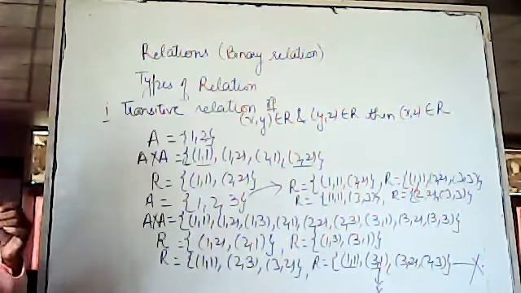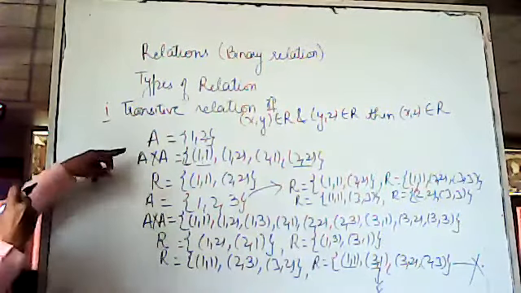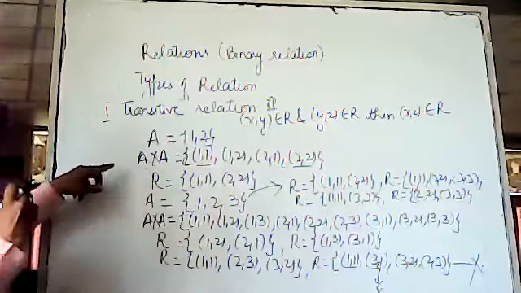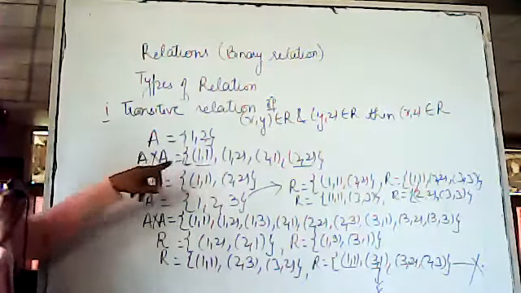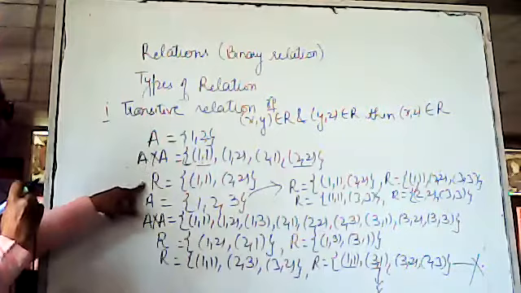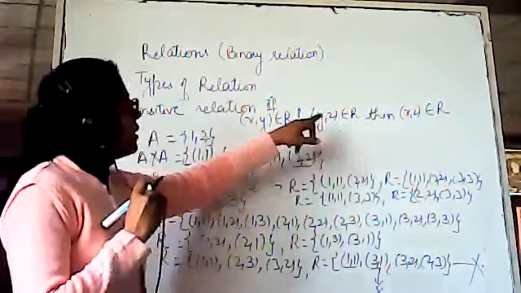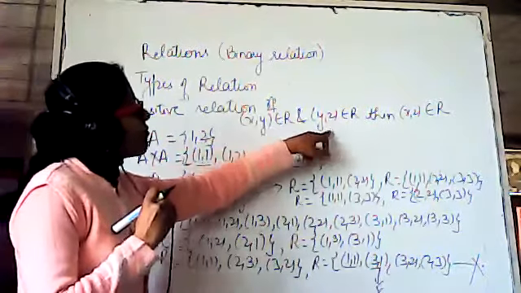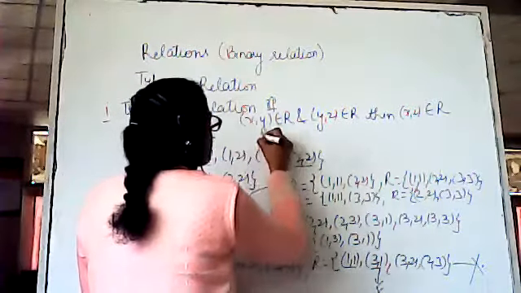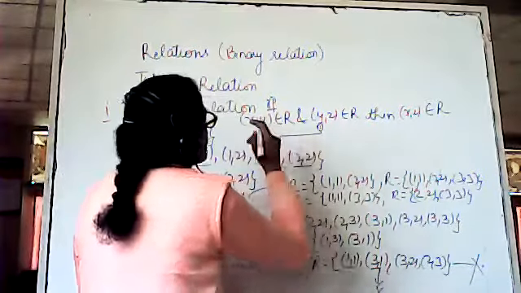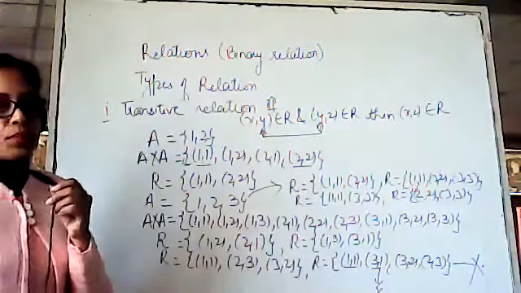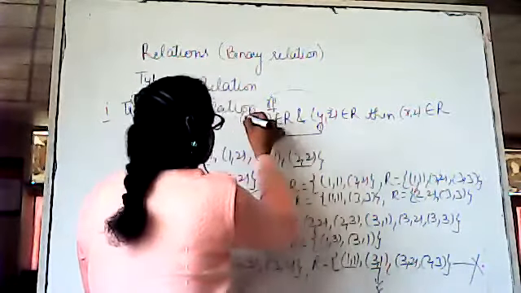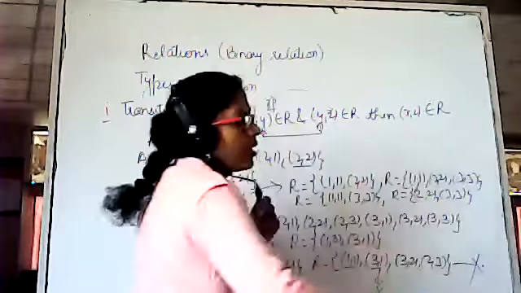For example, let us suppose we are having a set A in which we are having the elements 1 and 2. So A cross A will be this. After that, we have to find a relation which satisfies this condition. Now, what is the condition? If ordered pair XY belongs to relation R and ordered pair YZ belongs to R, this position and this position, this element and this element must be same. If these two elements are same, then ordered pair XZ must belong to relation R.